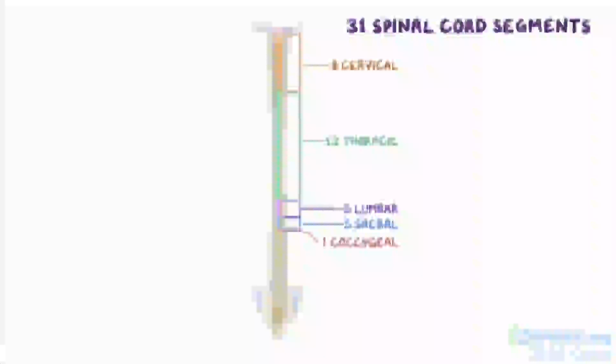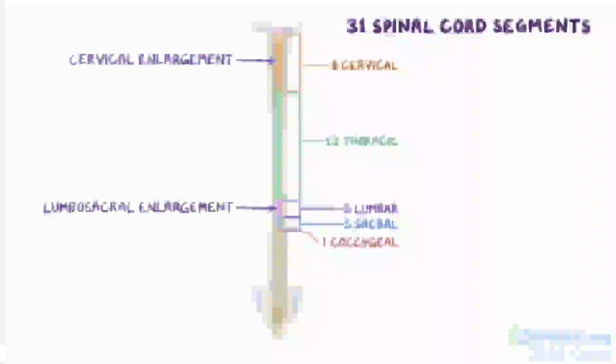Alright, as a quick recap, the spinal cord has 31 spinal segments and pairs of spinal nerves: 8 cervical, 12 thoracic, 5 lumbar, 5 sacral, and 1 coccygeal. The 2 enlargements of the spinal cord are the cervical enlargement and lumbosacral enlargement. The spinal cord and the spinal nerve roots are covered by the spinal meninges, which consist of the dura mater, arachnoid mater, and pia mater.